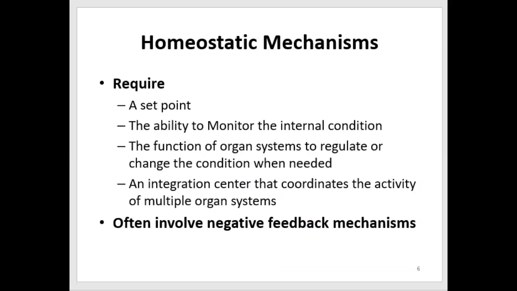In order for homeostasis to be maintained, there has to be some sort of mechanism in the body to do that. And what it requires is there has to be a normal set point, such as body temperature range, and there has to be an ability to monitor that condition. So something in the body has to be told that it's normal or abnormal. And then once it's monitored and sensed, there has to be an integration center that tells an organ system what to do or how to change the condition when needed.